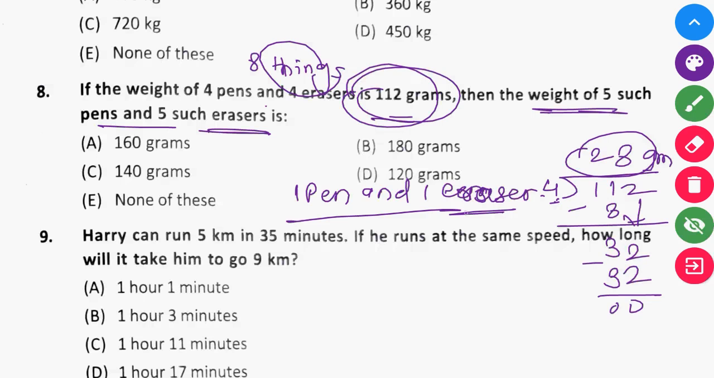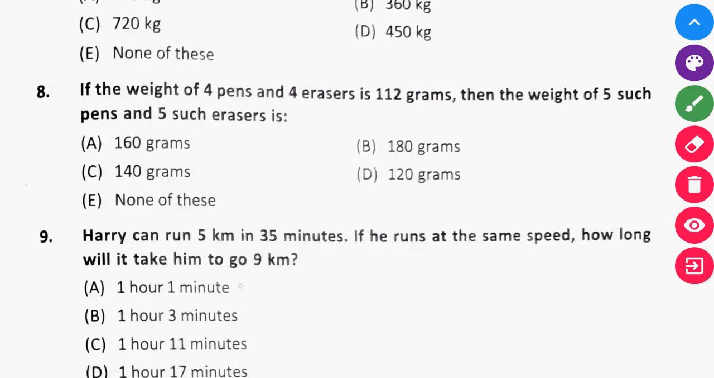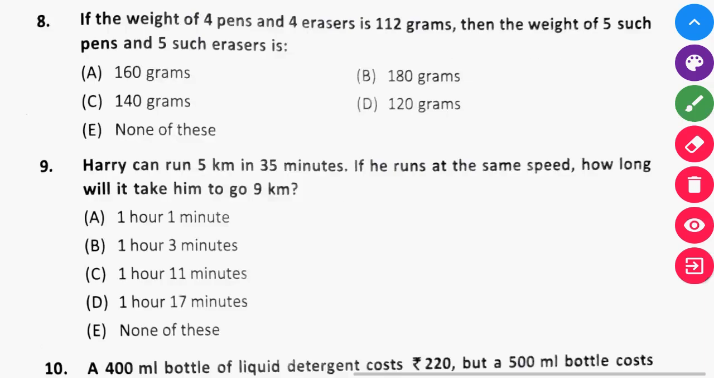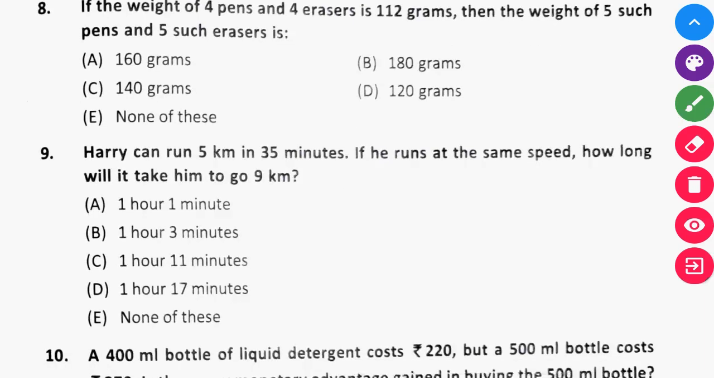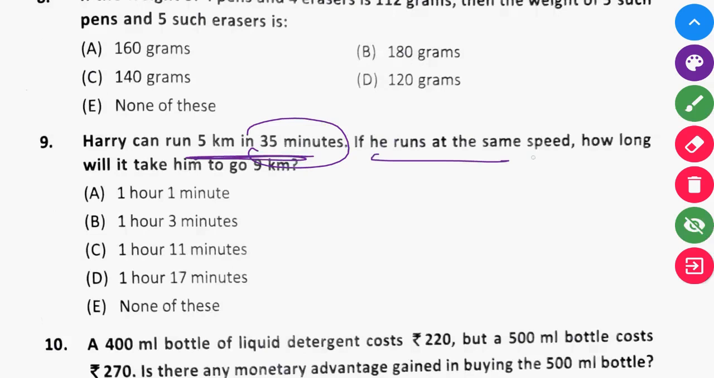Now you have to find for 5 pens and 5 erasers. So what you are going to do here is 28 multiplied by 5. 5 8s are 40. 0 will be there in the base and 4 will be carried forward. 5 2s are 10 plus 4. So it is 140 grams. Okay, understood? Now the next one is, Harry can run 5 kilometers in 35 minutes. If he runs at the same speed, how long will it take to go 9 kilometers?